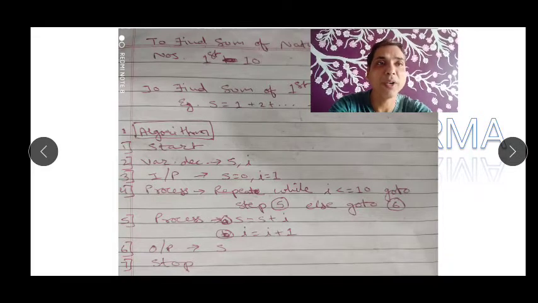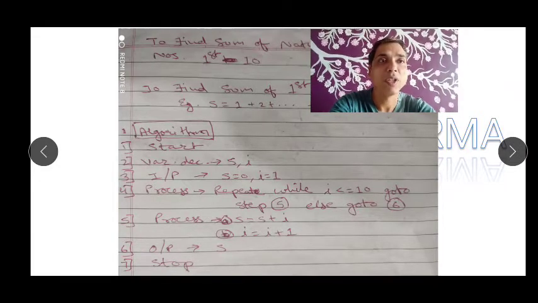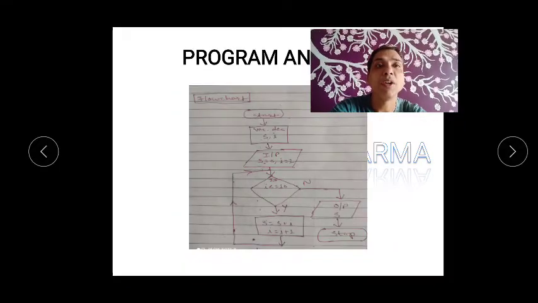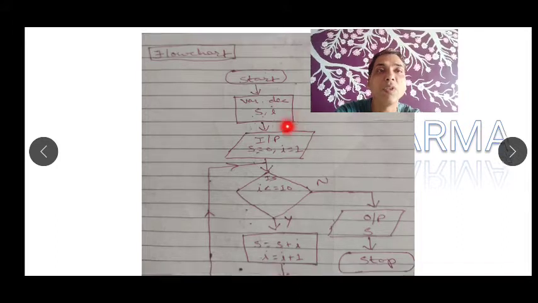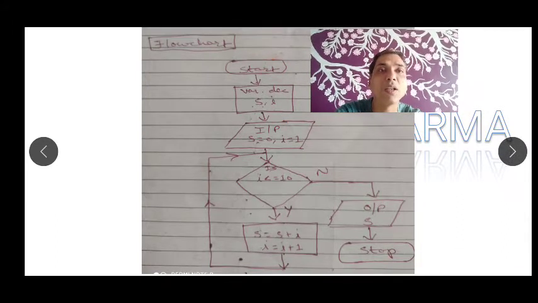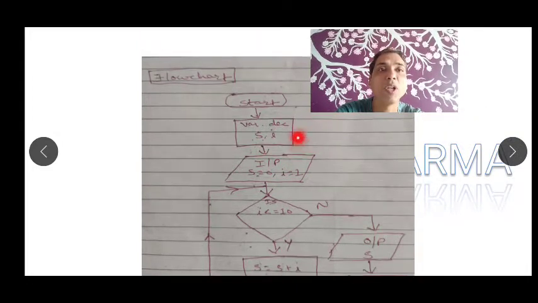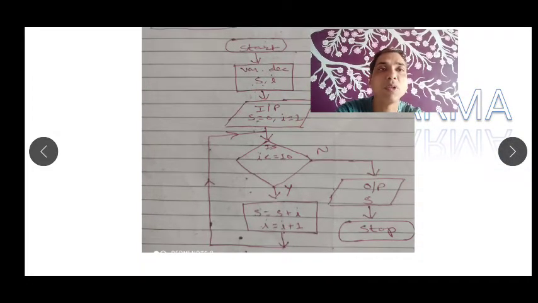Whatever we have done, we'll try to understand through trace also. What do you mean by trace? That we will see within one or two minutes. Now I have drawn the flowchart. When you see the flowchart, we have just repeated the same steps: start, variable declaration, input. Everyone knows that for input you have to use a parallelogram. So s is equal to 0, I is equal to 1.